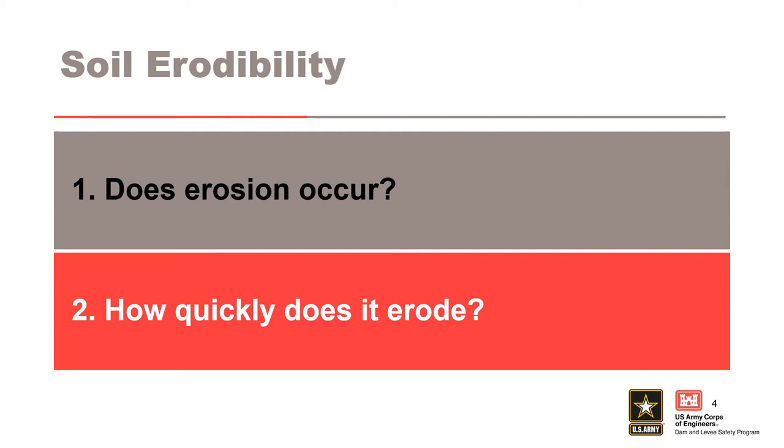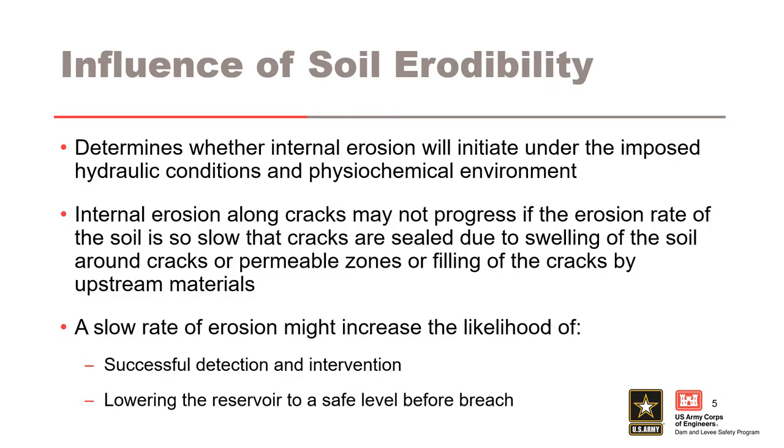When we use the phrase erodibility, we're really just asking two questions. The first is, under the hydraulic loads imparted, does erosion occur? And the second is, if erosion can occur, how quickly does it erode? The answers to these questions have a significant influence on our estimates of internal erosion failure probabilities.